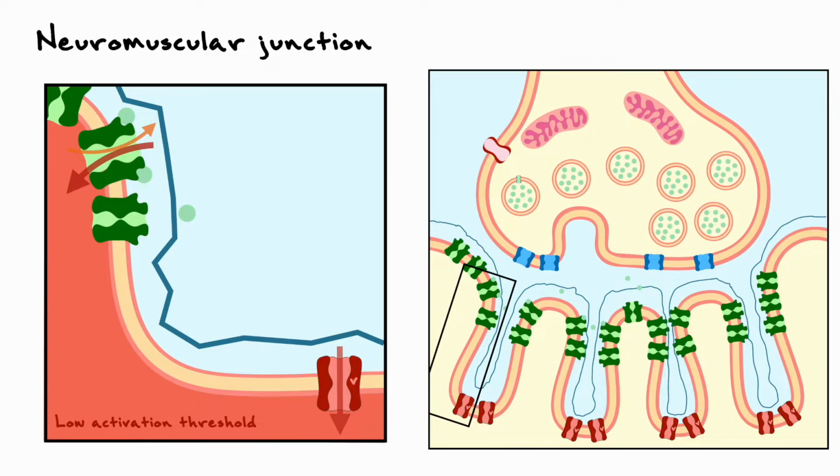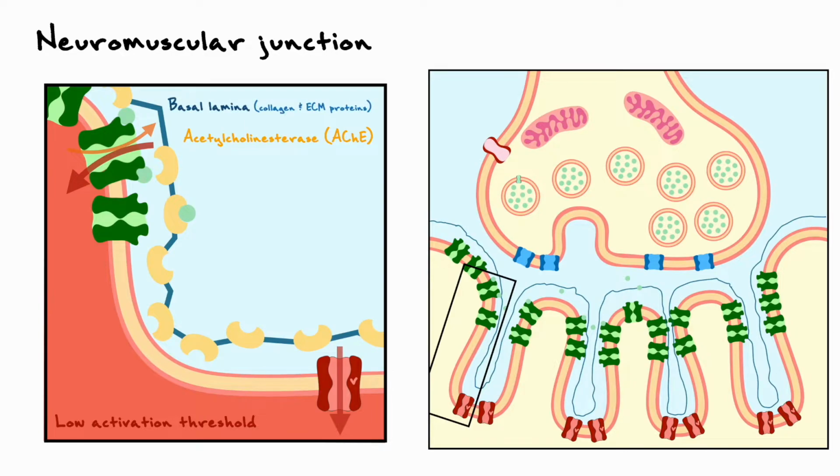But we know from our personal experience that we do not want our muscles to constantly contract, so there must be a system in place that takes care of terminating the signal and stopping the opening of the receptors. The way the signal is terminated in the neuromuscular junction is with the aid of acetylcholine esterase. Acetylcholine esterase is an enzyme anchored in the basal lamina, which is a meshwork of collagen and other extracellular matrix proteins, here represented by this blue zigzaggy line.